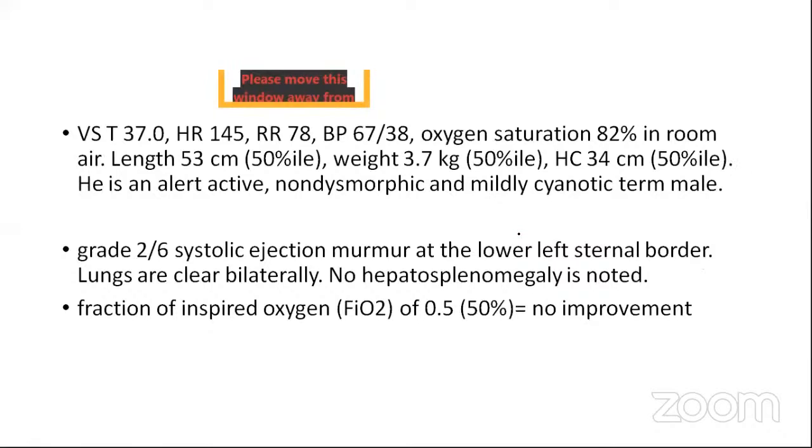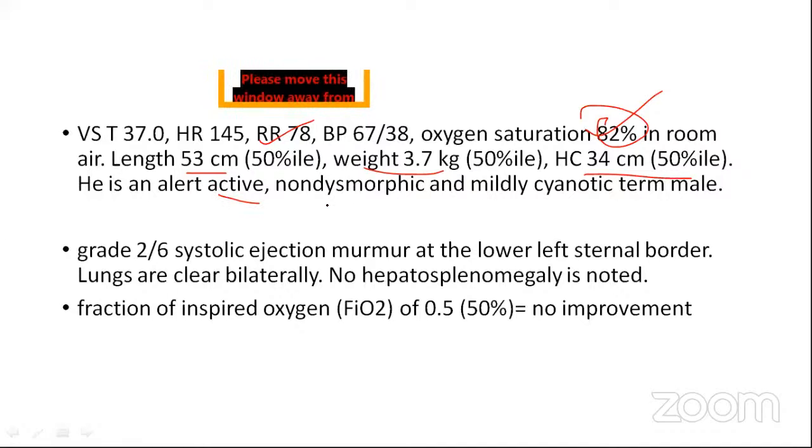On examination, these were the vitals. The heart rate was 145. The respiratory rate was 78, so the baby is tachypneic with some indrawing. The blood pressure was 67/38, and the room air oxygen saturation was 82. So the important thing is the room air saturation is 82 and the respiratory rate is 78. The anthropometric data is normal, at the 50th centile.